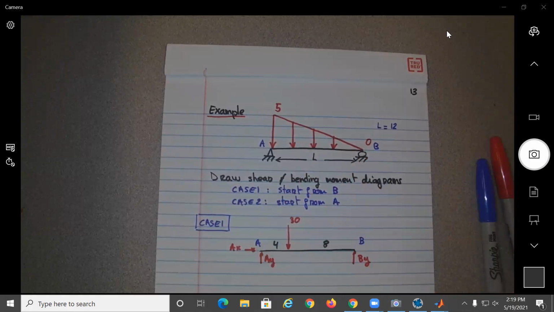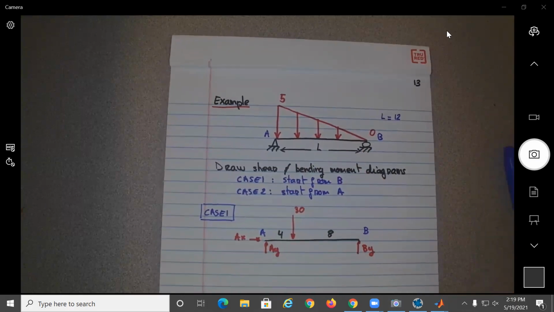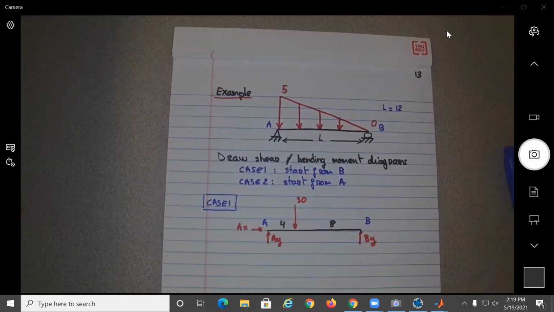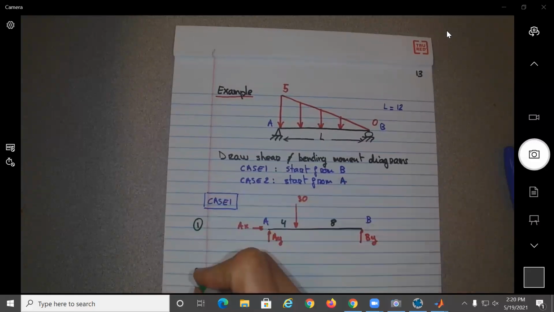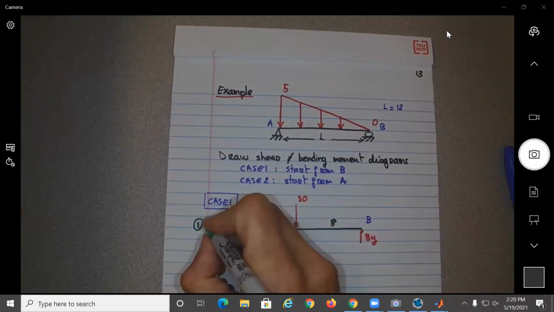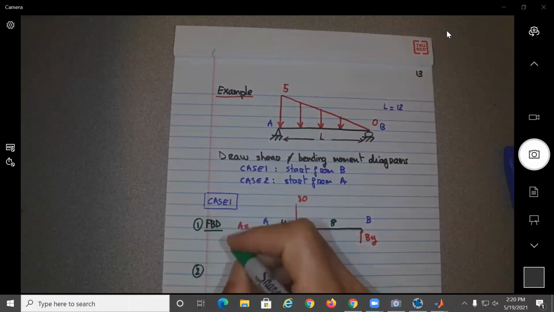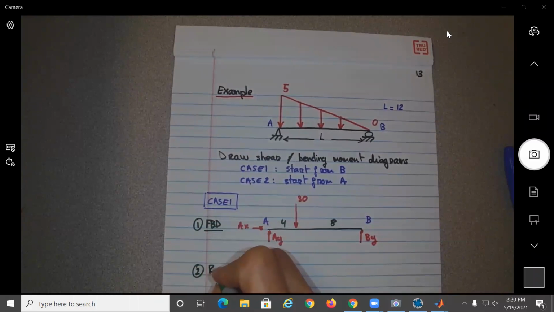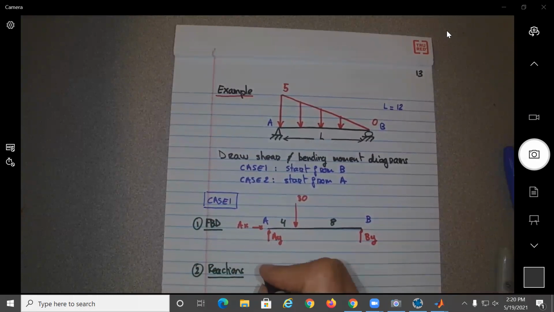Correct? So now, first thing, free body diagram. 2, we need to find the reactions. For once, I'm going to put here step 1, step 2. Find the reactions from the free body diagram or figure. How do you find the reactions? So we do summation of forces and summation of moments. Summation of forces in the x direction will give you right away that AX equal to 0.